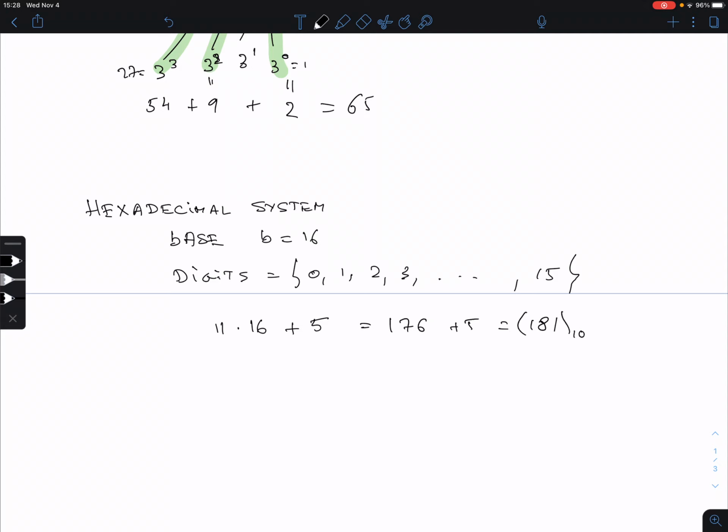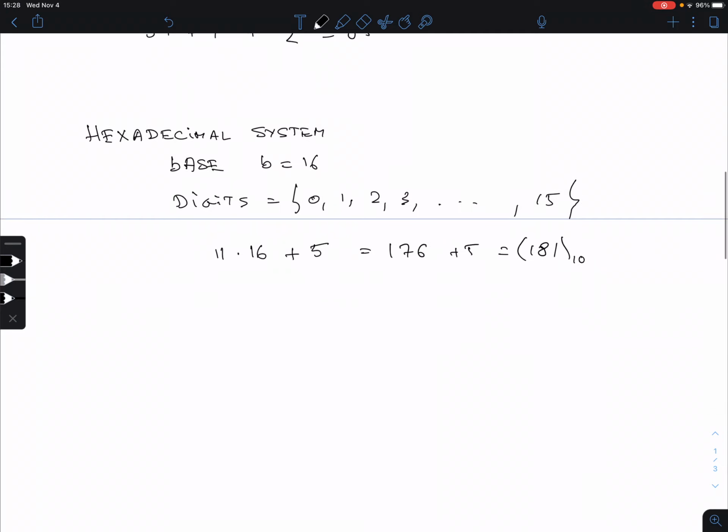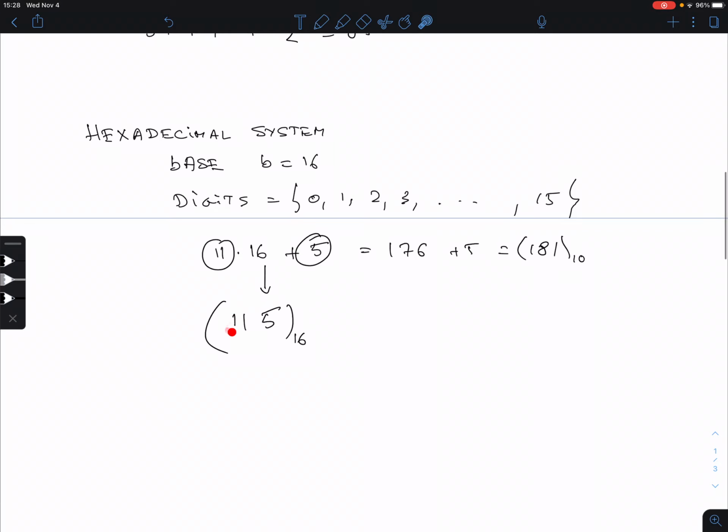In decimal, everything was decimal, but just to emphasize, my answer is written in decimal. So how would I write this in hexadecimal? Now, if we would take 11 and 5 as our digits, then we would write 11, 5 in hexadecimal. But this is a problem, because what do I mean here with this 1, 1?